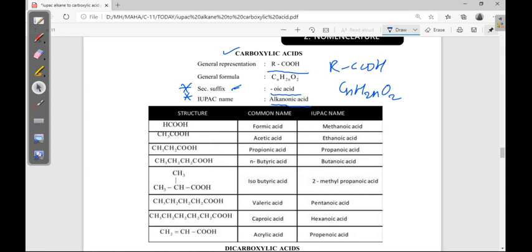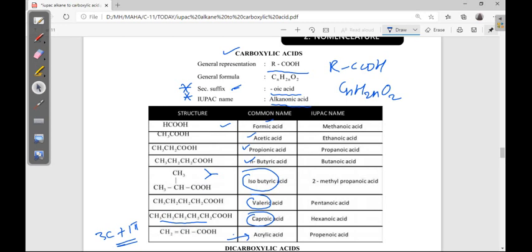Next, common names: 1 carbon is formic acid, 2 carbons acetic acid, 3 carbons propionic acid, then butyric. This is isobutyric; see this iso form, Y shape. 5 carbons is valeric, 6 carbons is caproic acid. You have to remember this. Then 3 carbons plus 1 pi bond is acrylic acid. So the common name is this one.